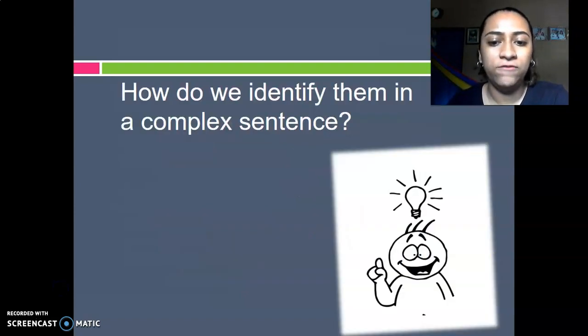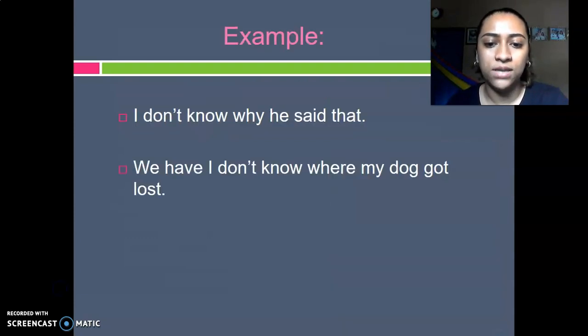How do we identify them in complex sentences? Well, the noun clause is a dependent clause, in the same way that we can identify the adverbial clause. For example, I don't know why he said that. Then we can see two clauses: "I don't know" and "he said that." The two parts of the sentence connect with the word why, which is responsible for transforming the second clause into a noun clause.